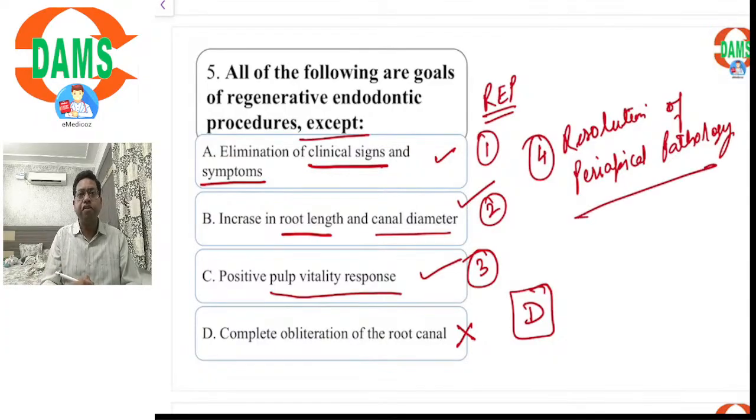These are the four goals that we achieve with regenerative endodontic procedures. There can be a set of questions. So this is the fourth option that I have given you. What are the aims? There would be increase in length of the root, increase in thickness of the root, resolution of periapical pathology, and development of pulp, and what we can say apical closure.